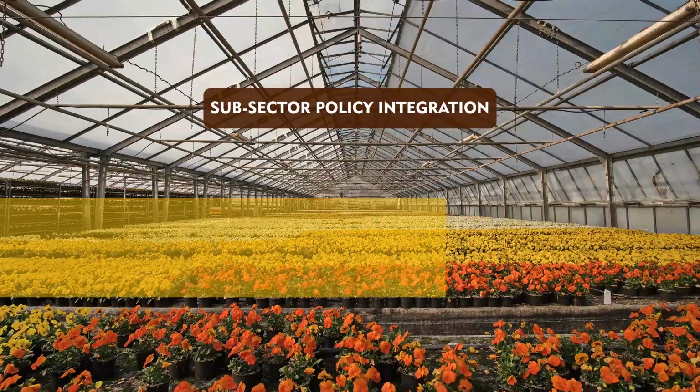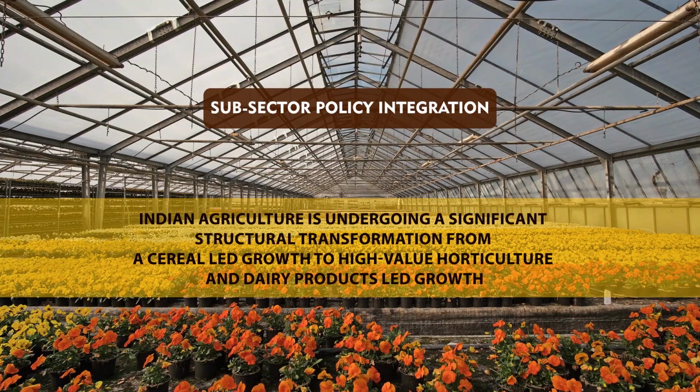The contribution of cereal production is now less than one-fourth of the total value of agricultural products. So see this, our major focus was on rice and wheat, the cereal production, but their contribution has now become one-fourth of the total value of agricultural output. So Indian agriculture is undergoing a significant structural transformation from cereal-led growth to high-value horticulture and dairy product-led growth.